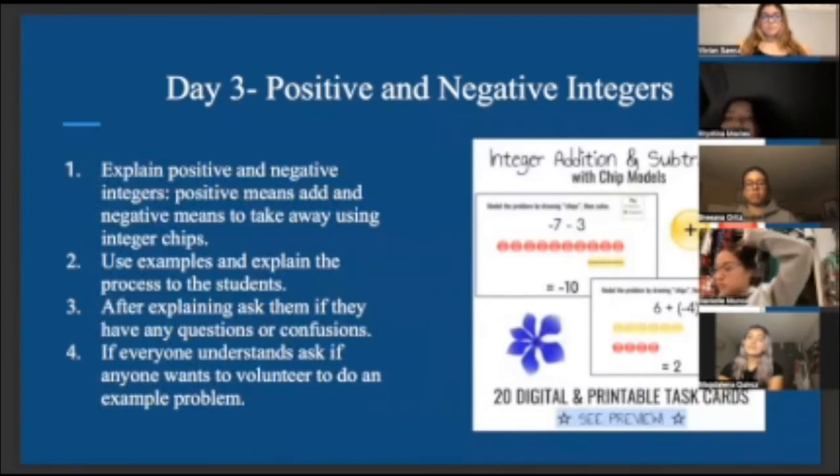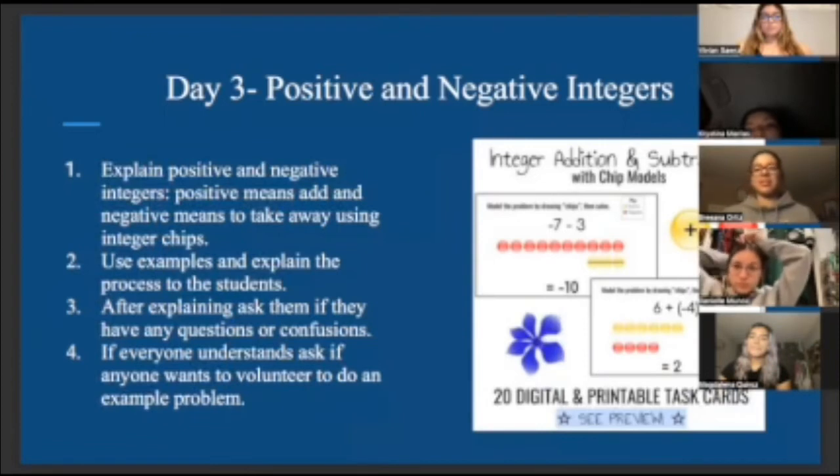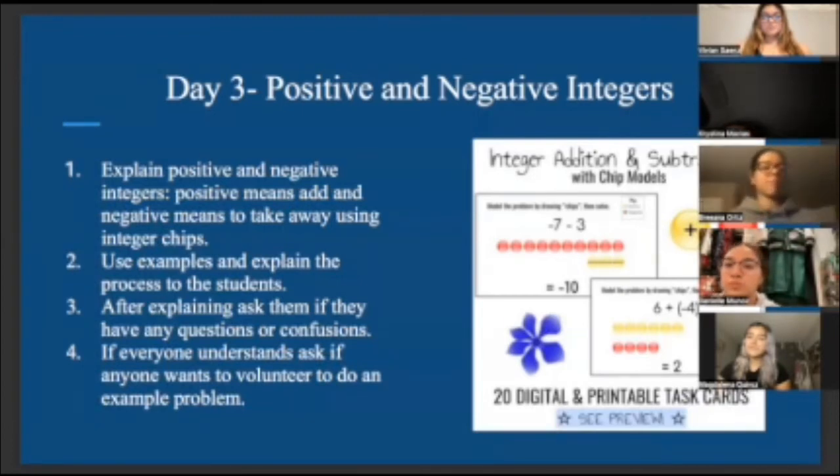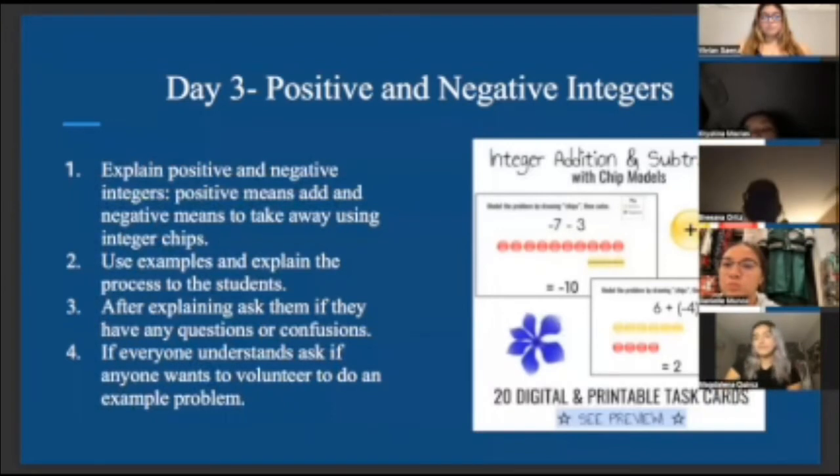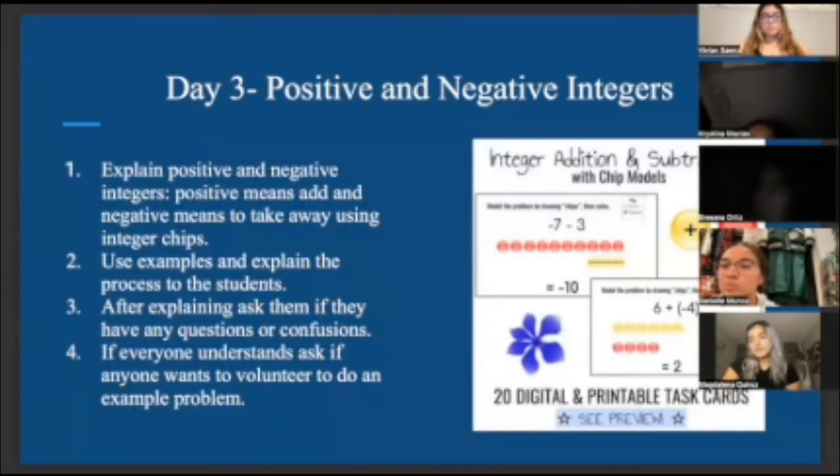So for the next one, we're doing positive and negative problems using the integer chips. And what we're going to do is explain the positive and negative integers. Positive means to add and negative means to take away using the integer chips. So in the picture, it shows red, which would be the -7 integer chips. And then the yellow is going to be the -3. And basically you would add those and you'd get -10.